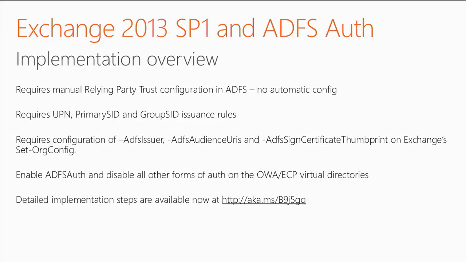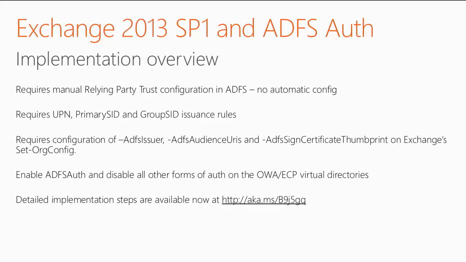We need to get a bunch of claims in there. So there's going to be a user principal name claim. We need a primary SID claim, and we need a group SID claim. The funny thing is, I tested with only the UPN claim, and it went just fine. But documentation is very clear on that. We need all three claims. There's probably some corner case scenario that I didn't get around to test.